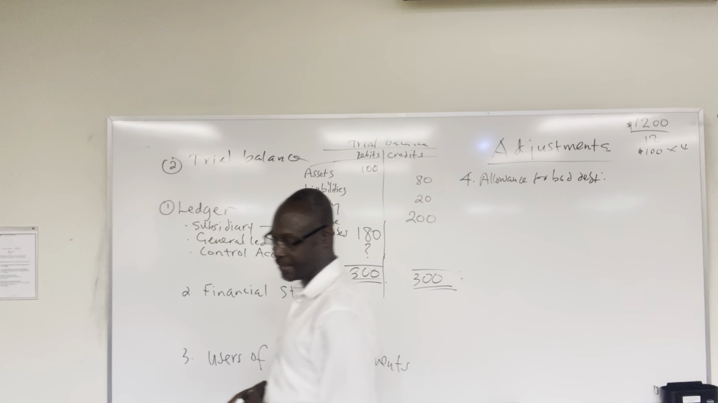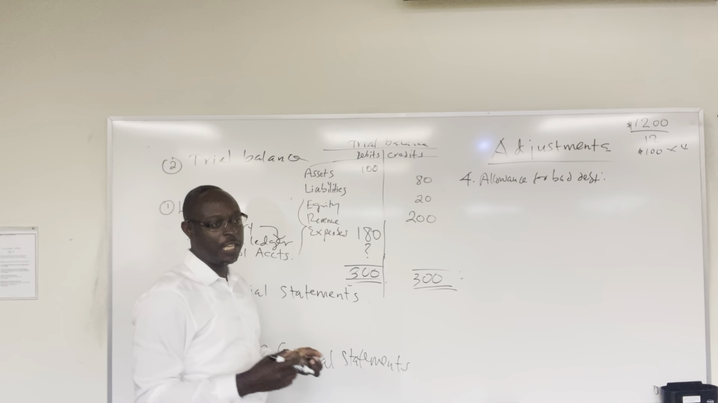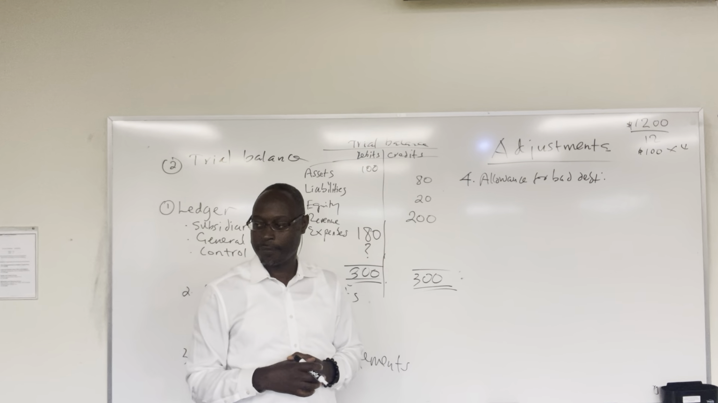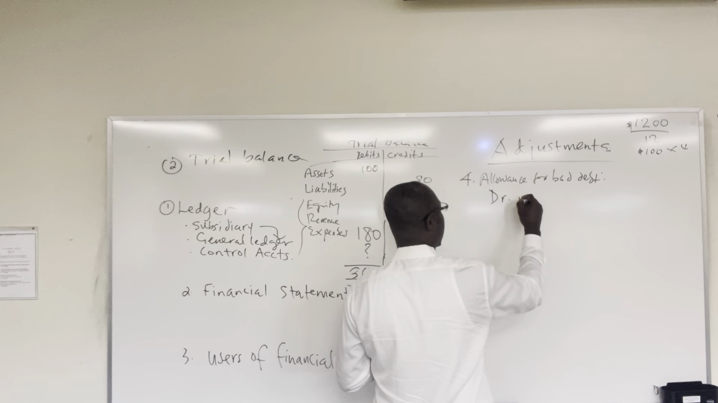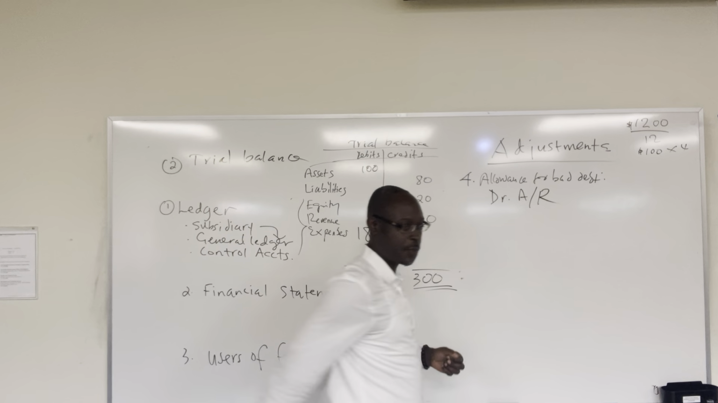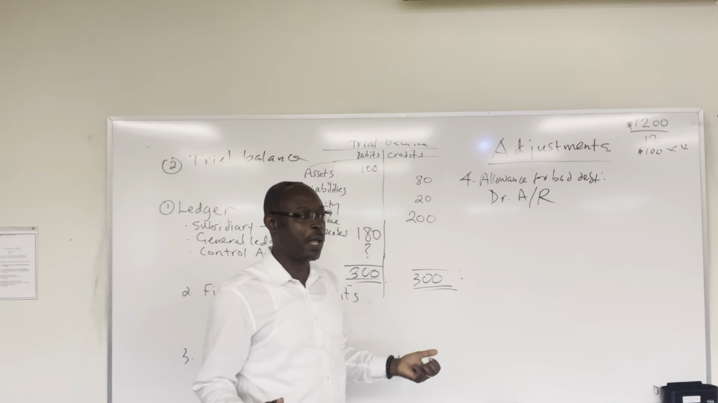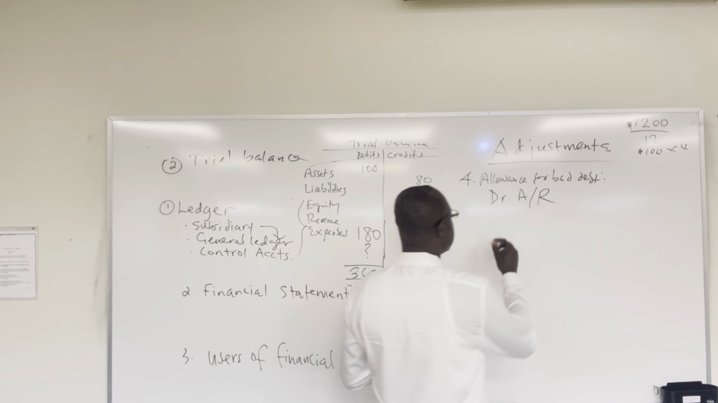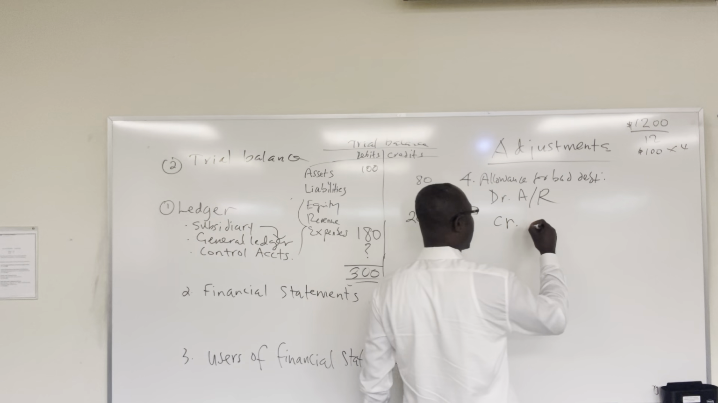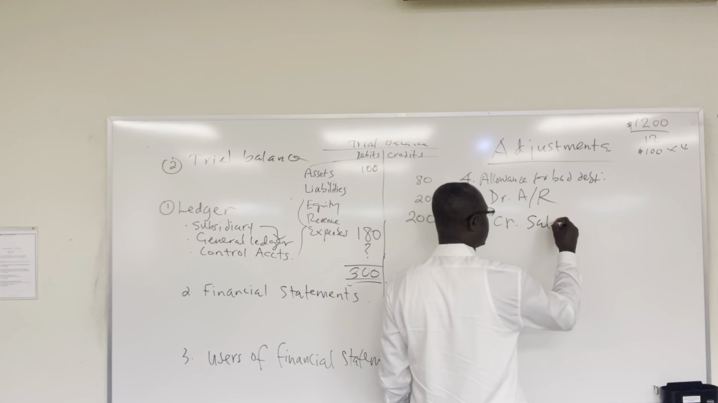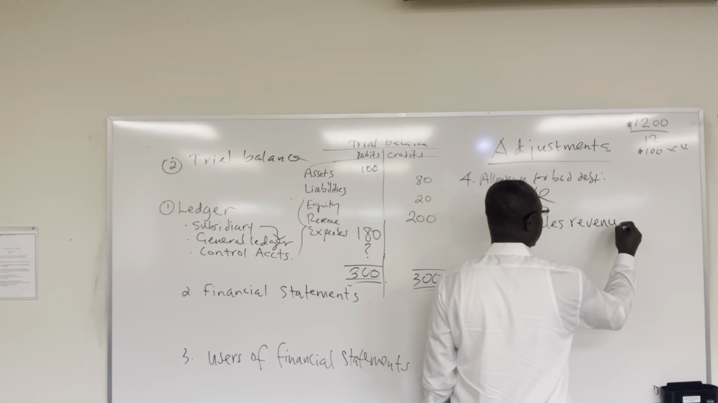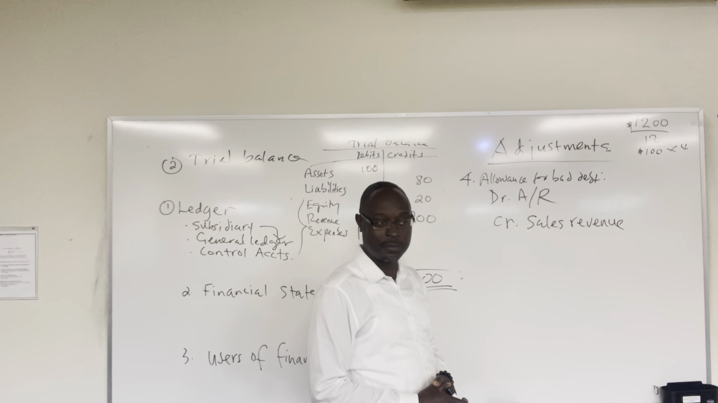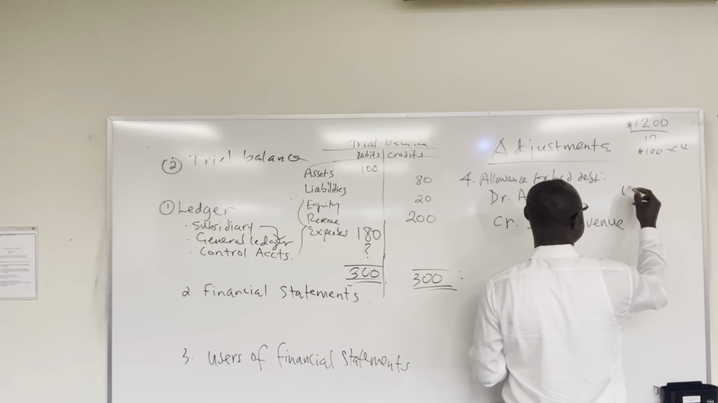Allowance for bad debts. You sold goods to people on credit. When you sold goods on credit, you debit accounts receivable, AR for short. Some people call it debtors. It's the same thing. Accounts receivable is your debit, and you credit either sales revenue, if you have earned it, or some sort of deferred liability, if you have not earned it yet. Does that make sense? Let's say it was $10,000.